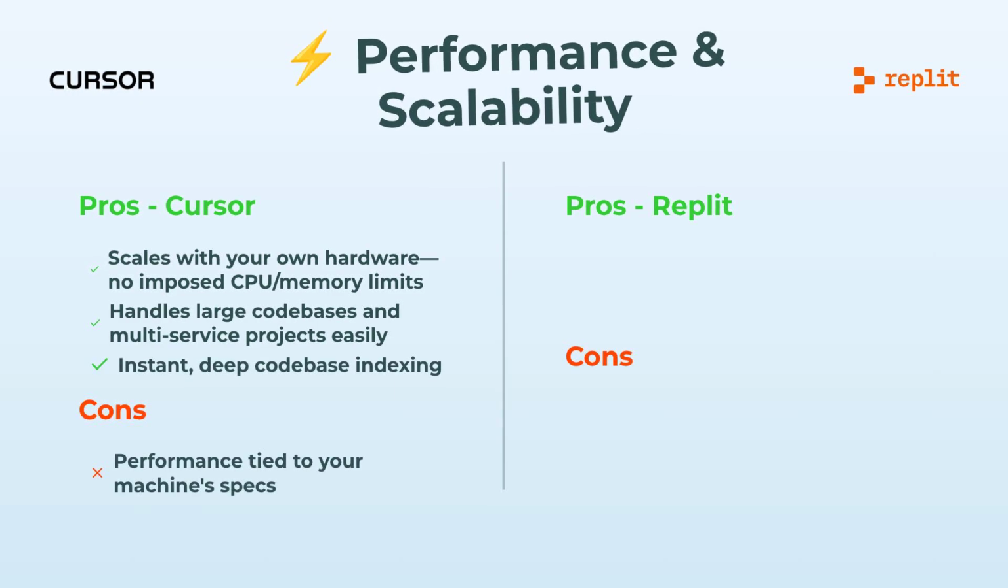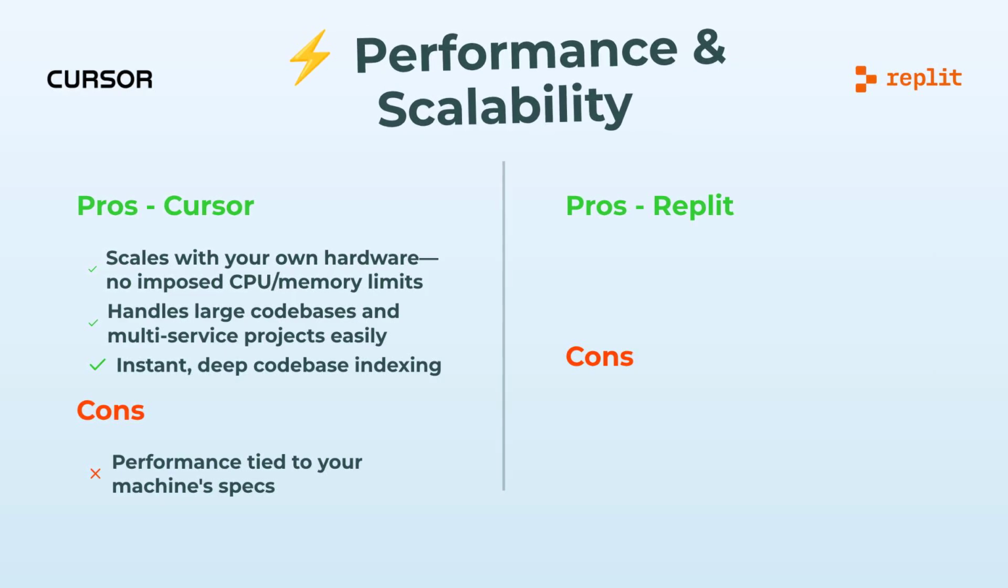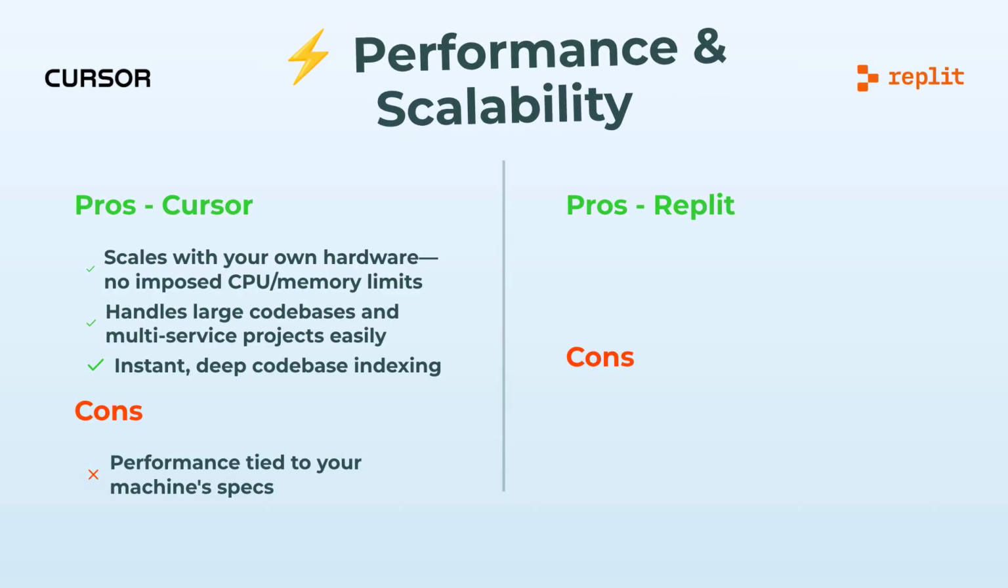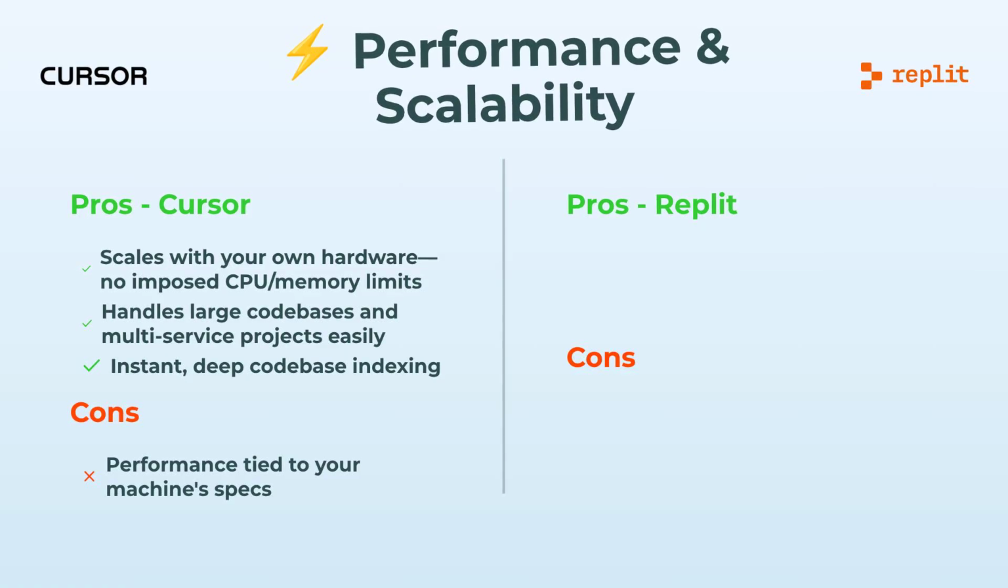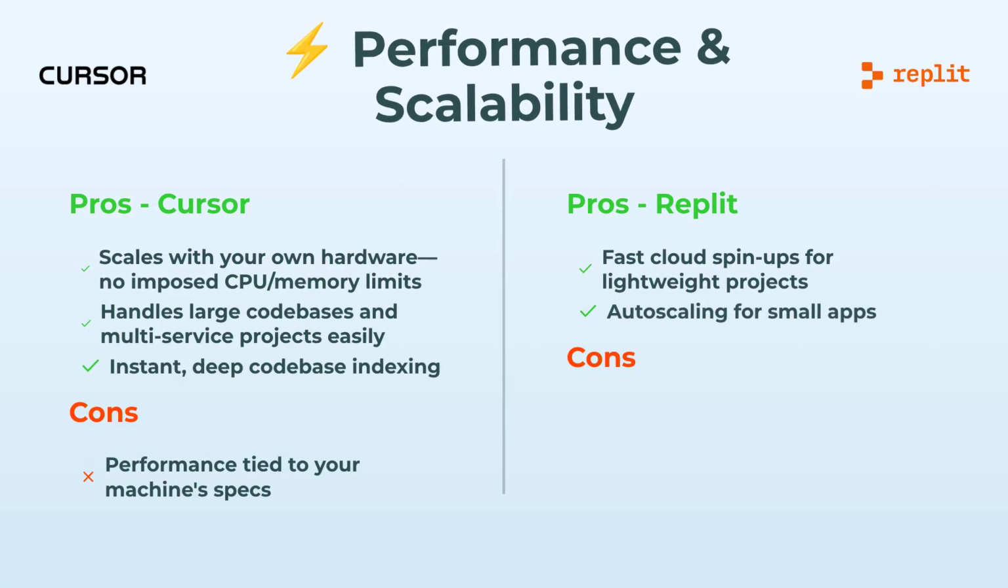Next, performance and scalability. Oh boy, this is interesting. Cursor leverages your local hardware, which means if you've got a beefy machine, you're basically good to go, no annoying resource caps. You can throw massive codebases at it, multi-service stuff, and it just chews right through. That code indexing is like instant. Downside? Well, if your laptop's ancient, you might hit a wall.